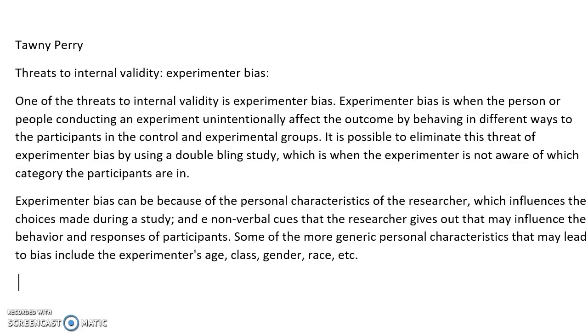Experimenter bias can be caused by the personal characteristics of the researcher, which influences the choices made during a study, and nonverbal cues that the researcher gives out that may influence the behavior and responses of the participants. Some of the more generic personal characteristics that may lead to bias include experimenters' age, class, gender, race, etc.